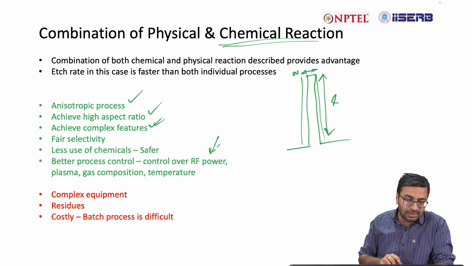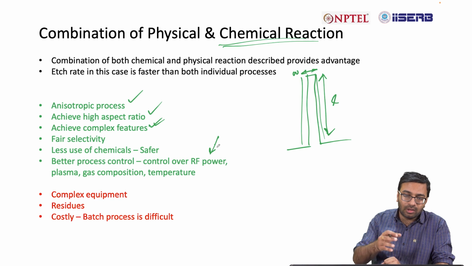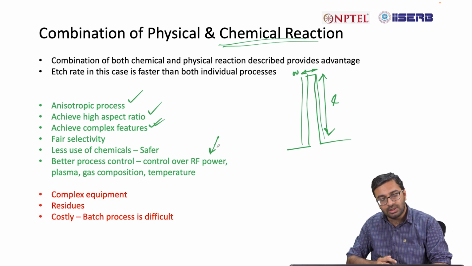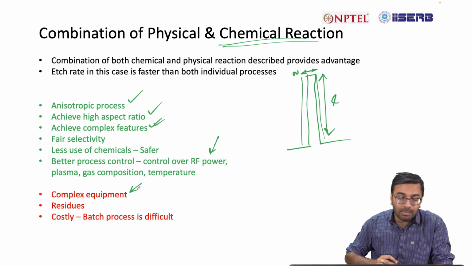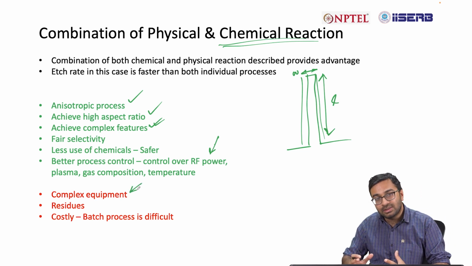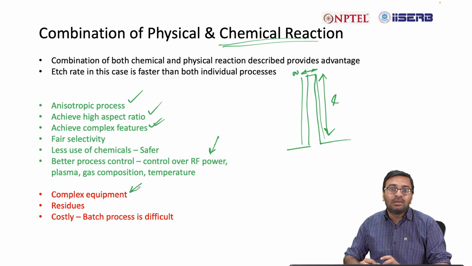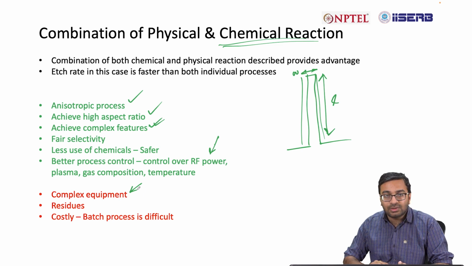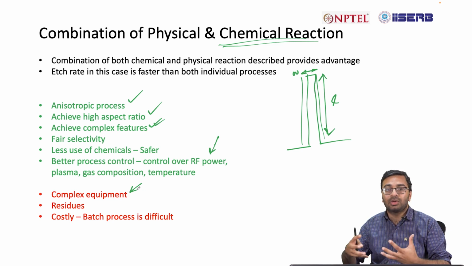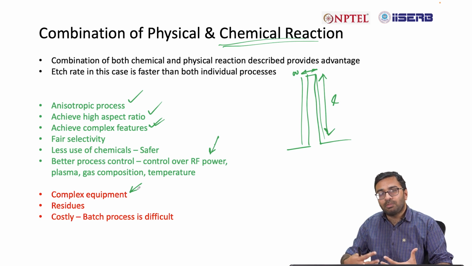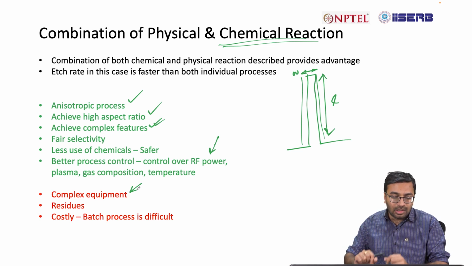However, there is some drawback of this particular dry etching process. One of these is complex equipment. The equipment is not simple. It's similar to a sputtering system. It's a closed chamber, and then you have to ensure there are gas inlets and outlets, and then you also need to control the gas flow inside the chamber. You have to make an arrangement for RF power. You have to create plasma. So from the process itself, it's very evident that the equipment is complex.